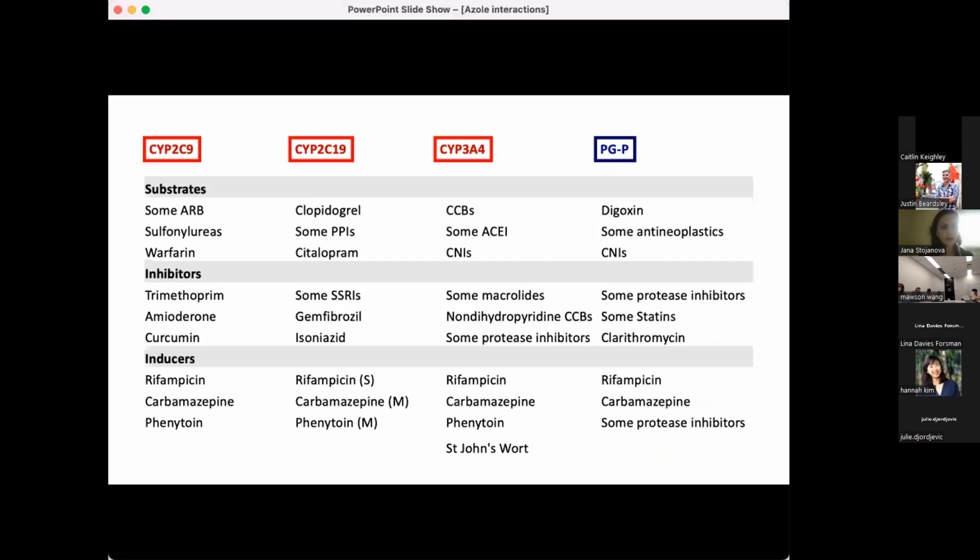Another cause of variation is drug interactions. So many drugs are substrates of these enzymes and transporters. Here I've listed some typical examples. However, the list for some of these enzymes is quite long. Note that concomitantly taken drugs can act as an inhibitor or an inducer. There are many inhibitors, especially for 3A4 and 2C9, and then gene induction of these enzymes is possible, and the classic inducers are rifampicin, carbamazepine, phenytoin, and St. John's wort.